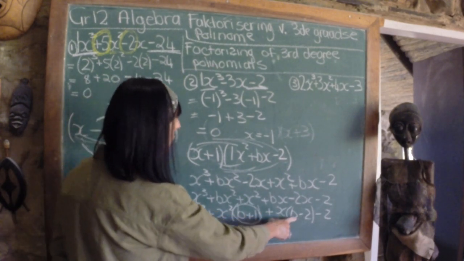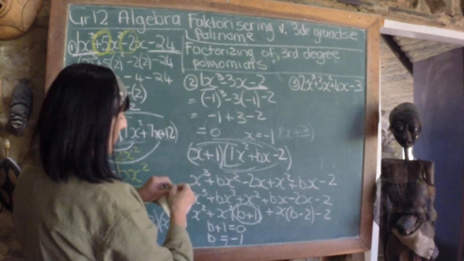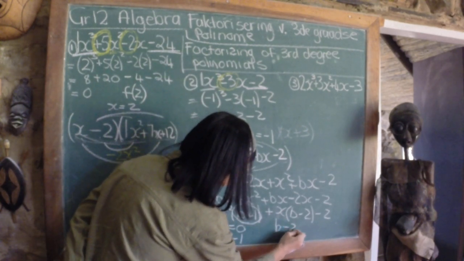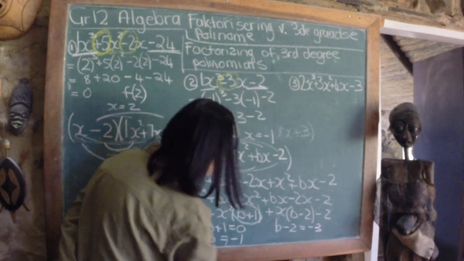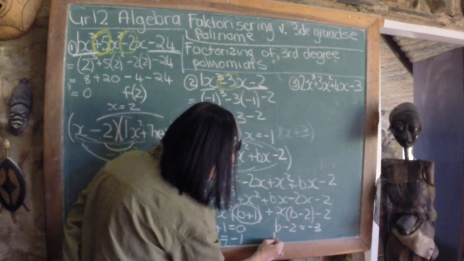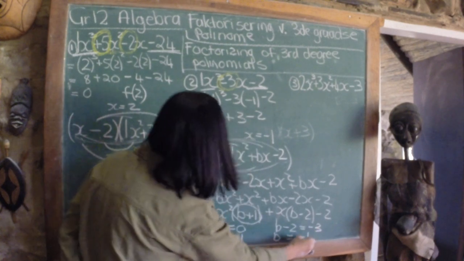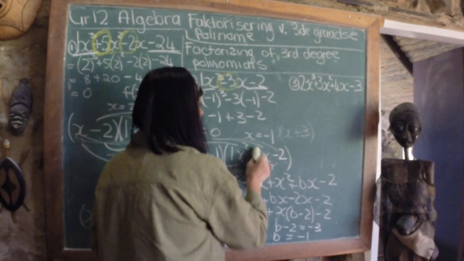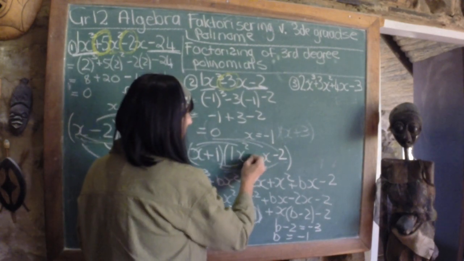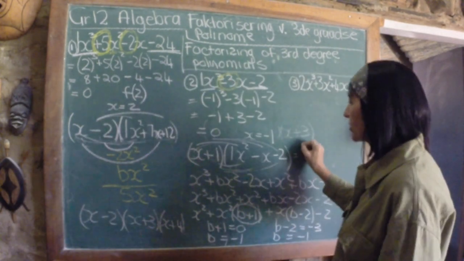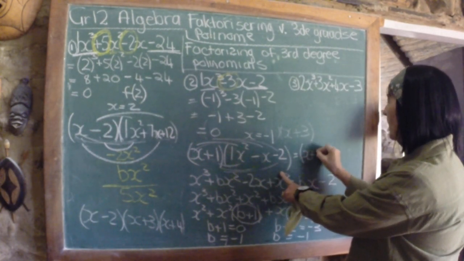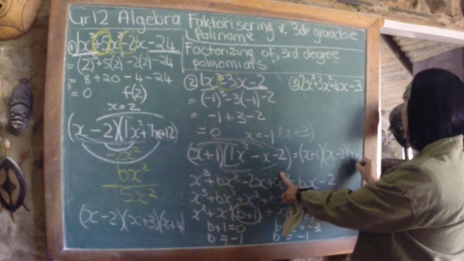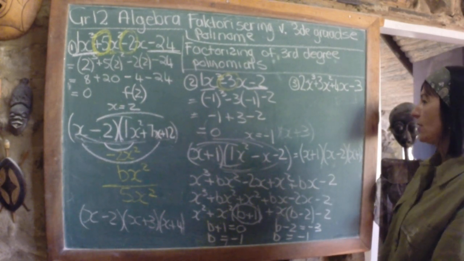Kom ons kyk of dieselfde hier gaan wees. B minus 2, ons gaan kyk na die koëffisiënt van x, is min 3. So ons het b minus 2 is gelyk aan min 3. If I take that to the other side of the equals to, b equals minus 1. So it's the same, so I know it's 100% correct. So b will equal minus 1. So now we can factorize it in full. Ons kan daai 3 term ook gaan faktoriseer en dit gaan wees x min 2, x plus 1. So I fully factorize my third degree polynomial.